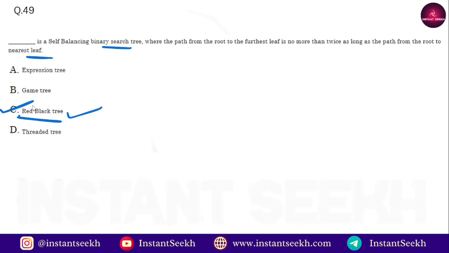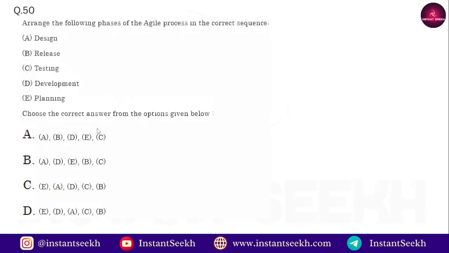Now, what is an expression tree? Expression tree is used to represent expressions, not necessarily balanced. So your first option is wrong. Game tree, representation of possible moves in a game, not a self-balancing search tree. Threaded tree, as we know, a binary tree in which null pointers are made to point to in-order predecessor or successor, not specifically self-balancing. So your correct answer is option C, red black tree. Let's move to the next.